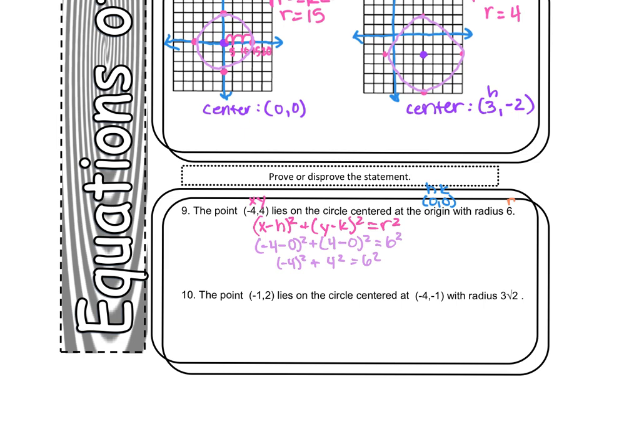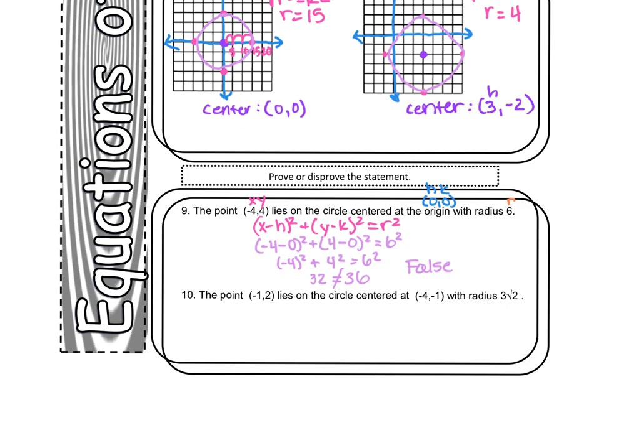So negative 4 squared would be 16 plus 4 squared is 16. So 16 plus 16 is 32. And then 6 squared is 36. So 32 does not equal 36. So this is false.